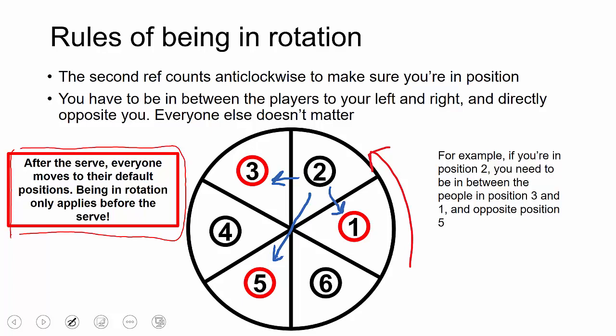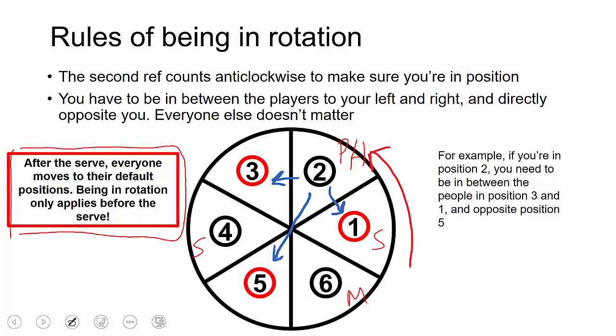If you are the setter, you start by making sure that you're one rotation ahead of position two, which would be the pass hitter, and one rotation behind whoever's in six, which would be the middle. That's where you have to start. You make sure you're squished in between the pass hitter and the middle. Once the serve goes, I don't care where you go, as long as if you're in the backcourt, you stay backcourt, and if you're in the frontcourt, you stay frontcourt.